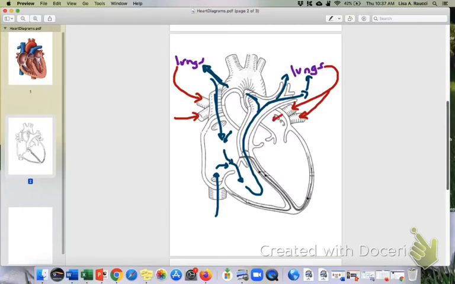So the blood's going to be coming in from the lungs, the right lung and the left lung, and it's going to come into the left atria. And now I'm using red to show that it's oxygenated. The left atria is going to contract, so that's going to send the blood down, okay? And it's going to go through the mitral valve down into the left ventricle. That left ventricle is going to squeeze and contract and send the blood up through the semilunar, which is called the aortic semilunar.